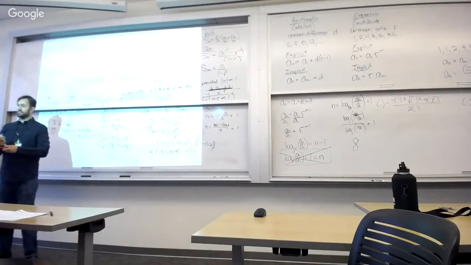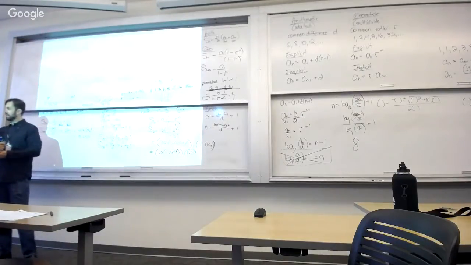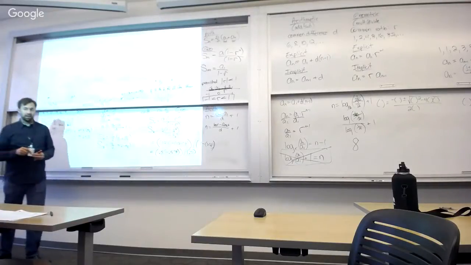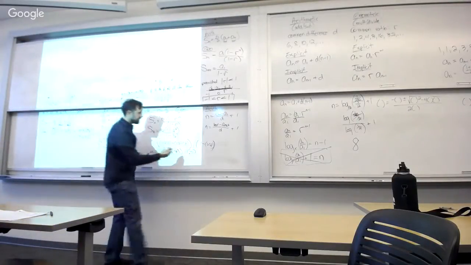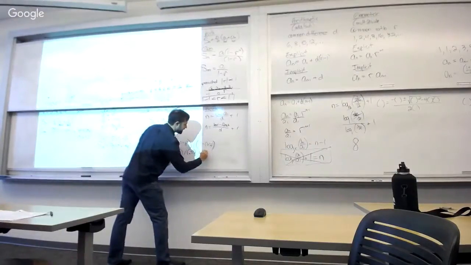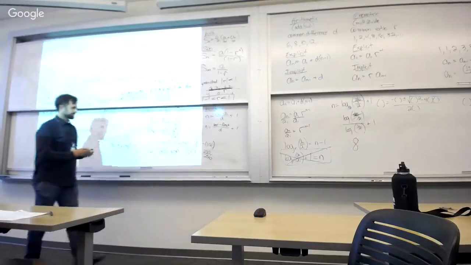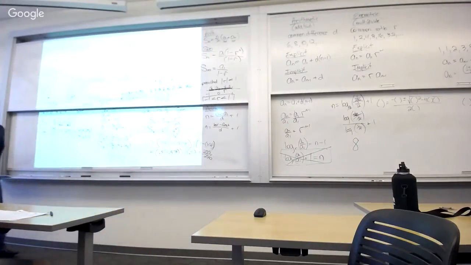What answer did you get? Anyone want to share? What did you get? 255 over 256? That sounds right. Did anyone else get that? Yeah. Which is about 0.99999.